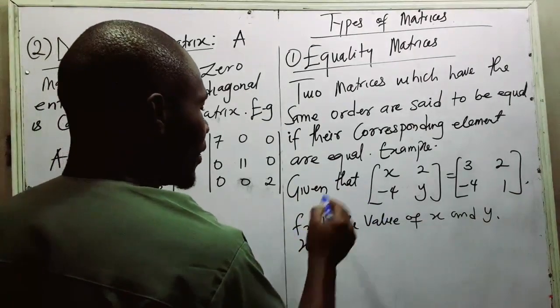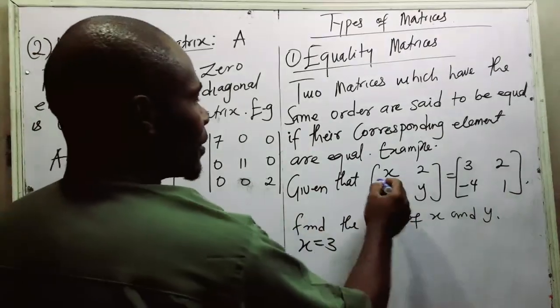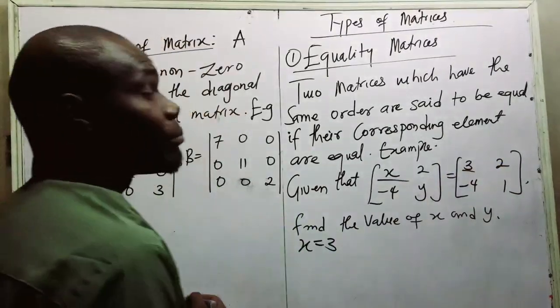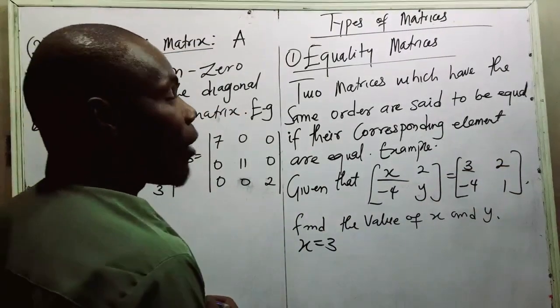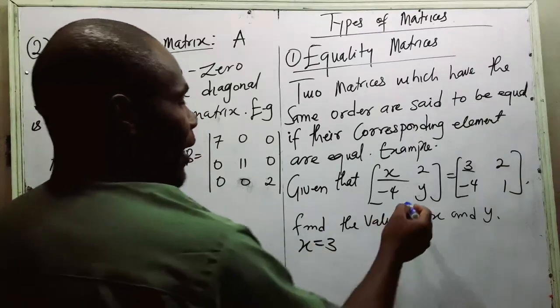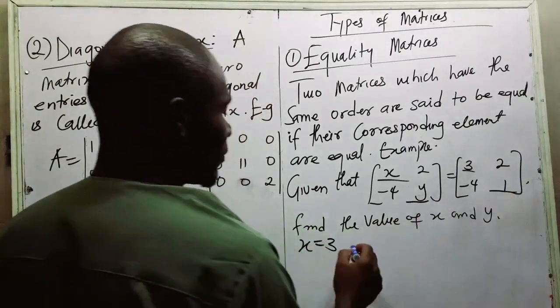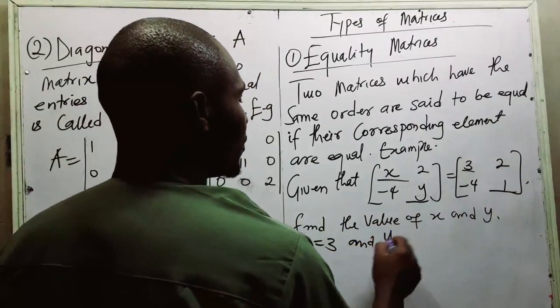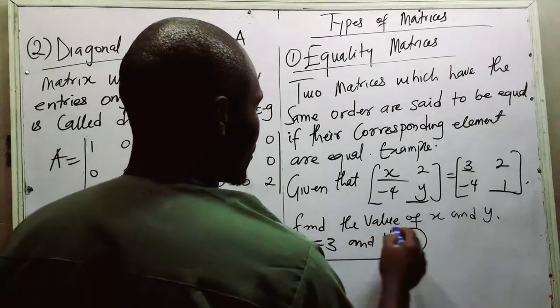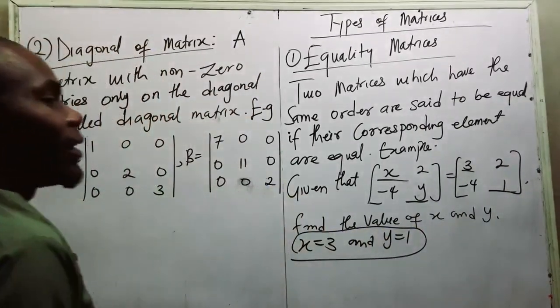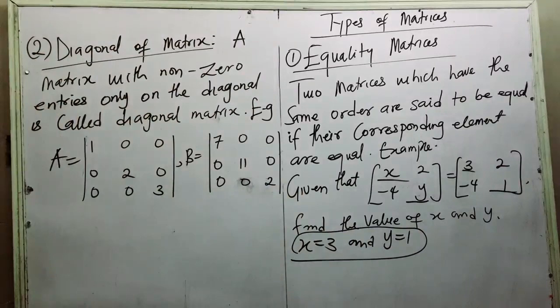X is equal to 3. They fall into the same position because they are of the same order, and then y is equal to 1. So that is what we call an equality matrix.